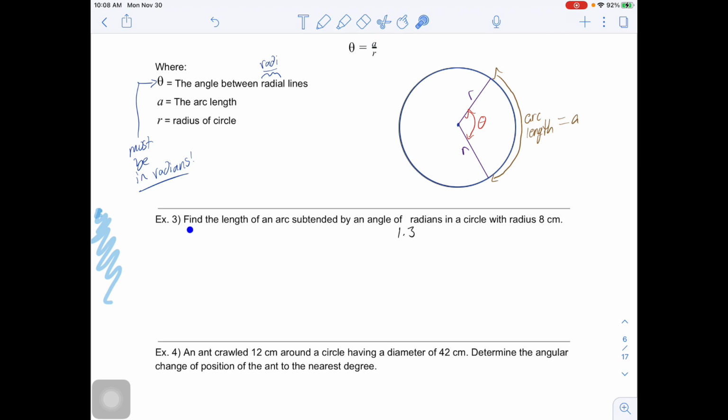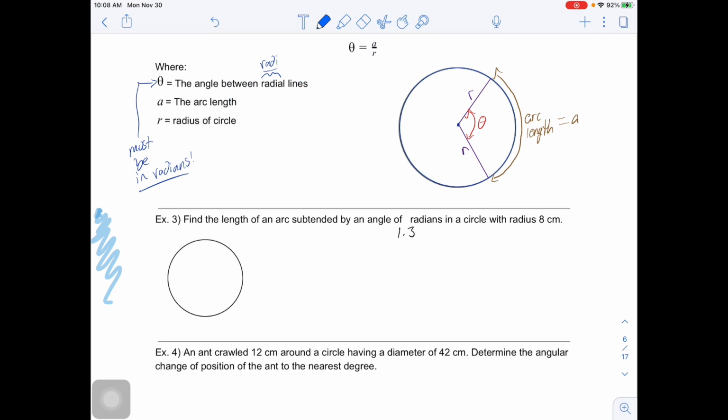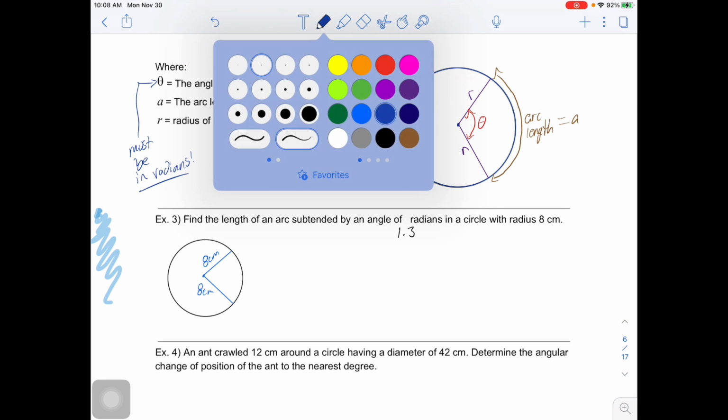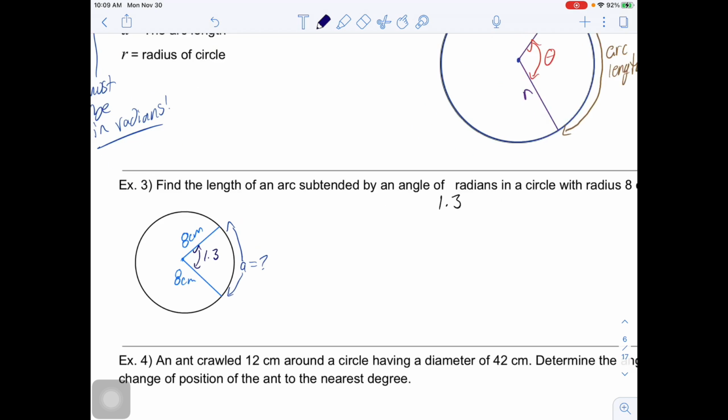So let's use this equation and find the length of an arc subtended by an angle of 1.3 radians in a circle with a radius of 8 centimeters. Let's draw a really quick sketch here. It won't be perfectly accurate, but it will help us visualize what we're doing. So we have our radii. Here's 8 centimeters, here's 8 centimeters. What we're trying to solve for is the arc length here, and this is our question mark. And the angle in radians here is 1.3.